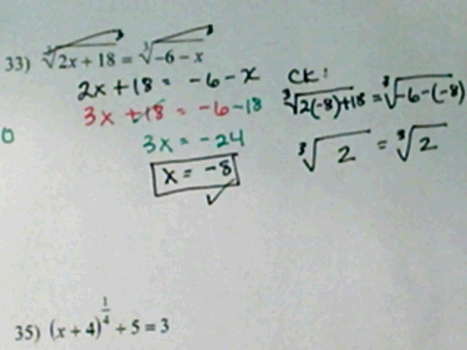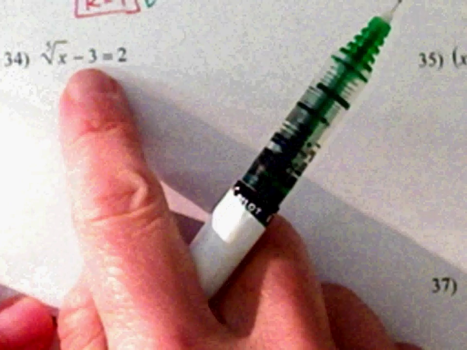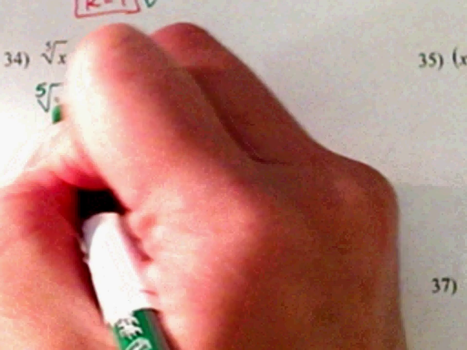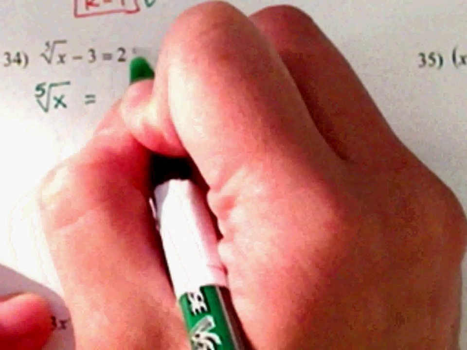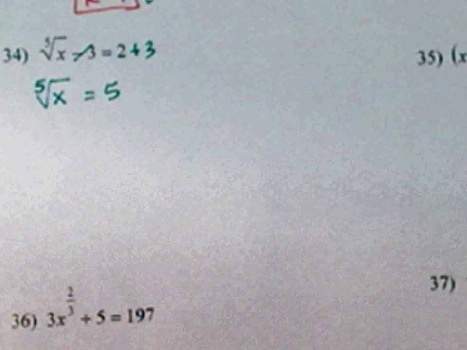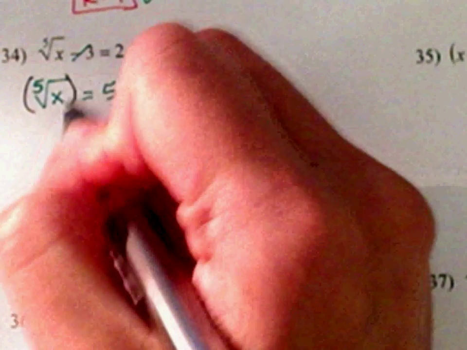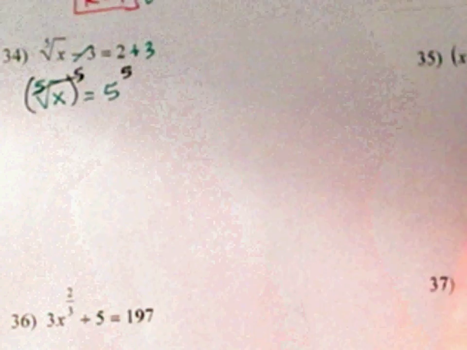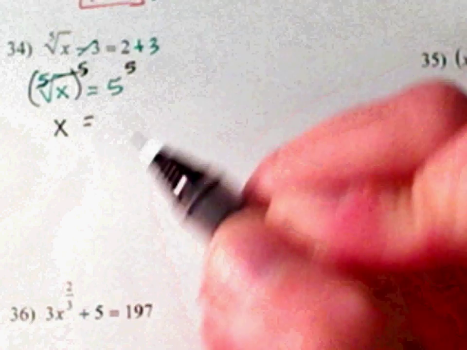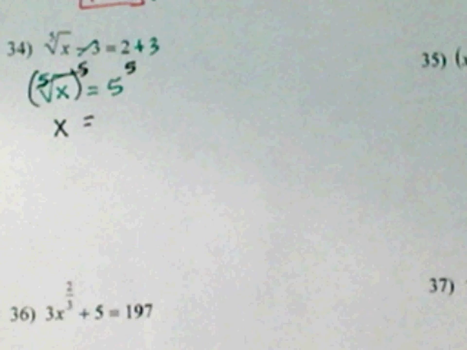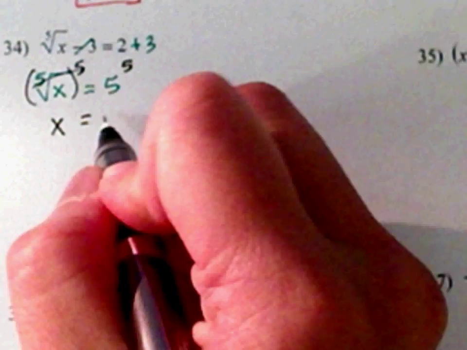34. Here we go. On number 34. Now, we've got to get 3 away before you can take a fifth root. So add 3 to both sides. Fifth root of x plus 3, that leaves you 5. Okay? How do you get rid of a fifth root? Well, you make it go to the fifth power. What you do to one side, you do to the other. So x is equal to 5 to the fifth power, which is 3,125.